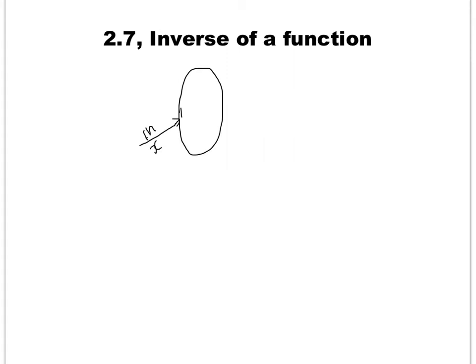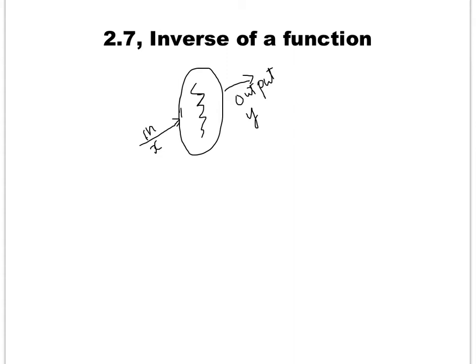The function does some operation on your input, which is x, and is going to output what we call y. So the function is like a machine. It gets some input, something like x, and it does some operation and gives you the output, which is y.